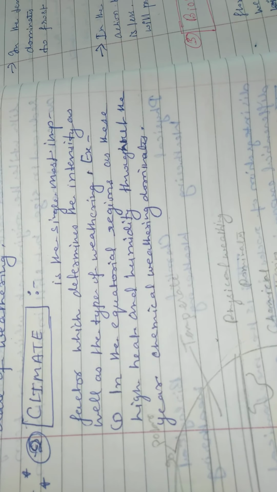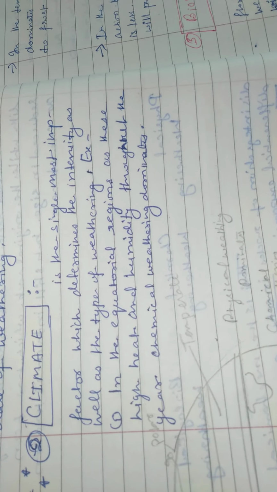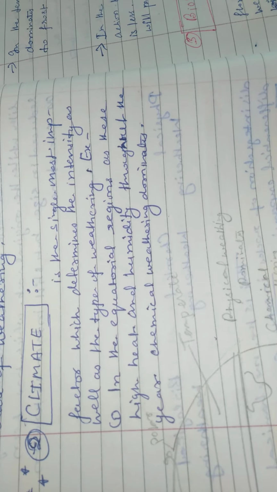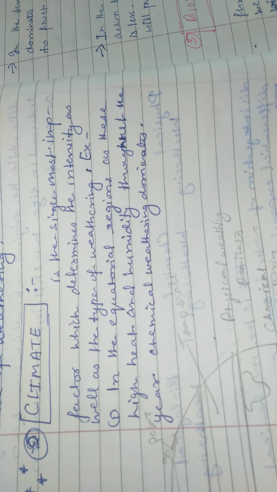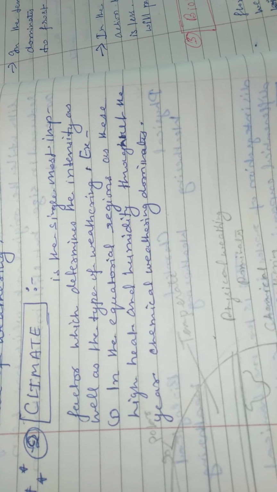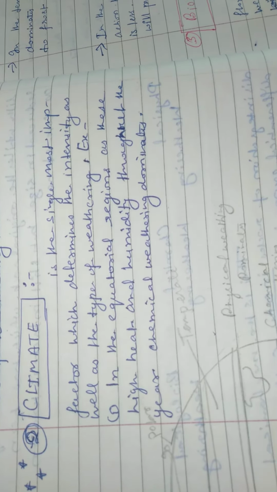Climate is the single most important factor which determines the intensity as well as the type of weathering. For example, in the equatorial region, as there is high heat and humidity throughout the year, chemical weathering dominates.